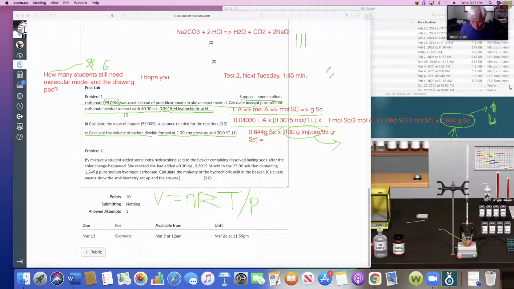Grams of SC to moles of SC to moles of carbon dioxide, moles of CO2, and stop there. Do not go to grams of CO2 because we don't want grams of CO2. And then that mole is going to go into this equation. Very good. That's your n, not 1. Okay, everybody's doing this, and if you don't know what to do, you're going to ask me.